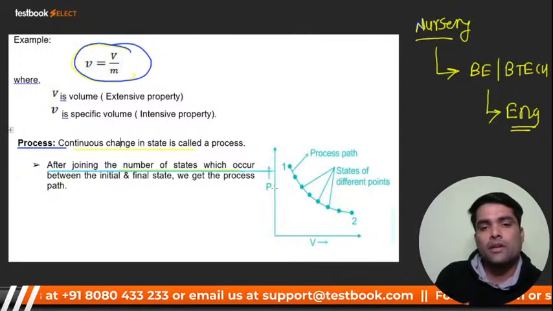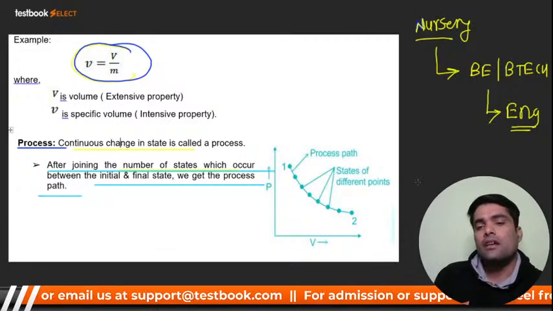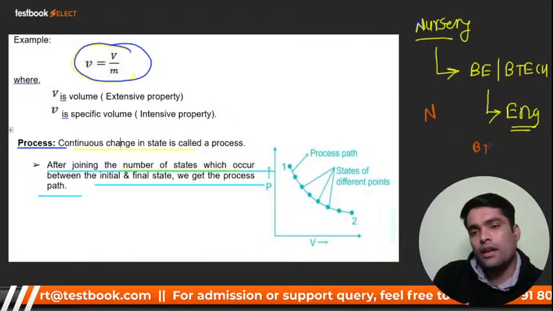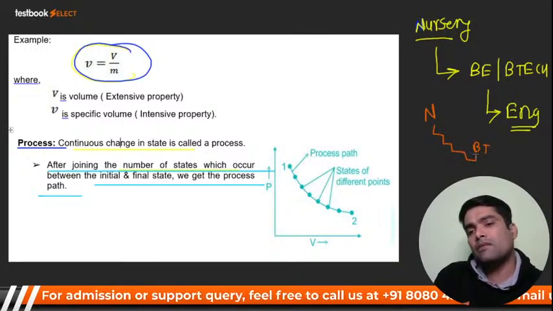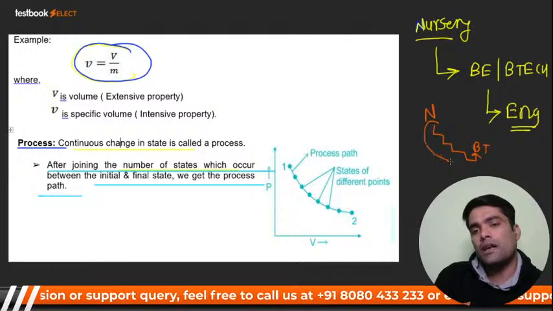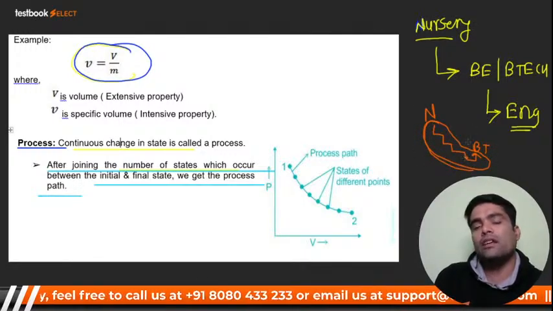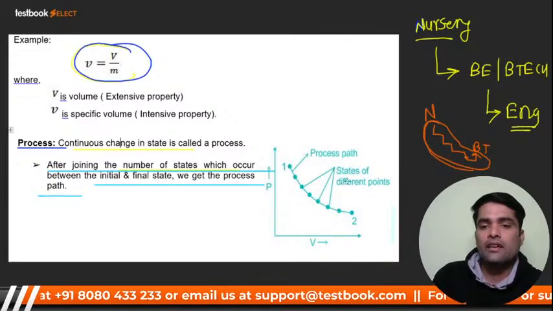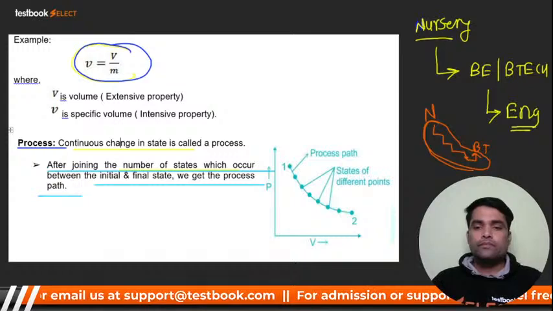After joining the number of states which occur between the initial and final state, we get the process path, right? Now suppose you hold a BTech from nursery, so definitely you have come from somewhere, right? So whatever the path, that path will be what, my dear? This process path, what will it be? These infinite states that have come, if you join them, definitely you'll get the process path. That is what is shown here, the state at different points. You can see over here in the diagram, right?